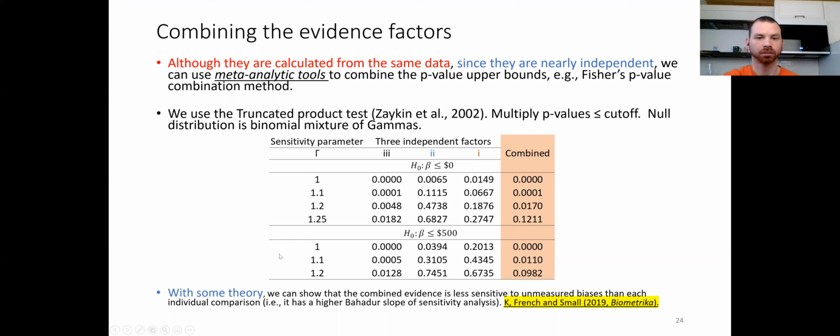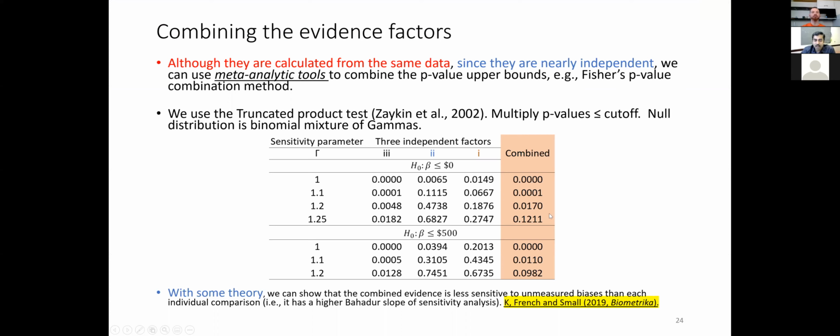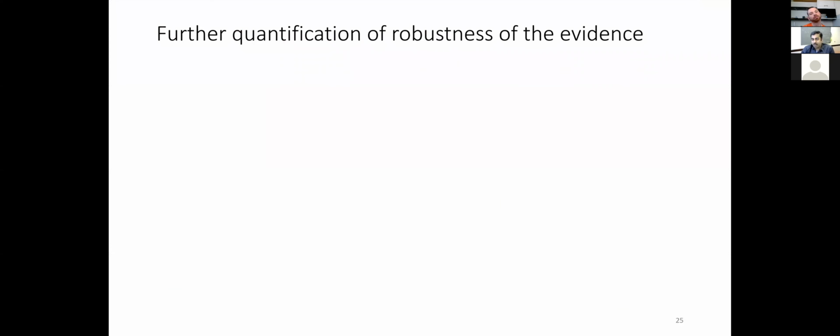In this table I am highlighting the combined p-value, which combines the three numbers along the rows. We can do that because our theorem says they are nearly independent. Now, if we are happy with the value of gamma, then gamma equal to 1.2 still gives us a combined evidence which is strong enough at level alpha. We can do more, and we would like to do more.